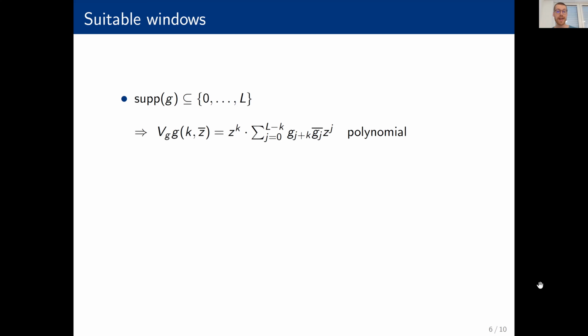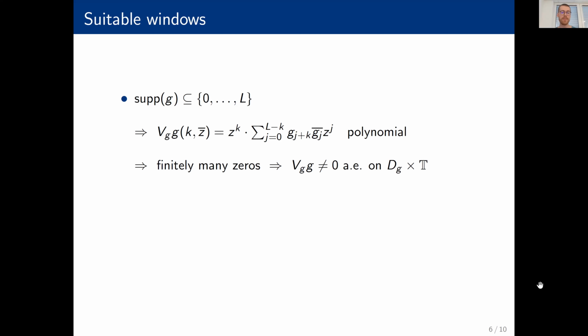If we now take a shift K which is in DG, this means that at least one of these coefficients is in fact non-zero, because this was just the definition of DG. So if we take a shift which is from DG, then this polynomial will not be zero. And this means that there are only finitely many zeros, and particularly only finitely many zeros on the torus, which means that VGG is non-zero almost everywhere on DG times the torus, which means that for compactly supported windows, in fact, recovery of a signal is equivalent to connectedness.